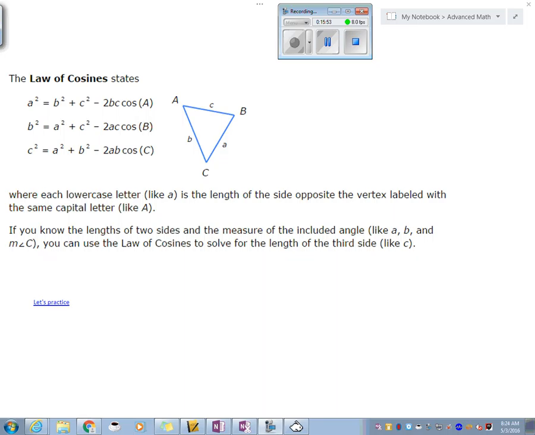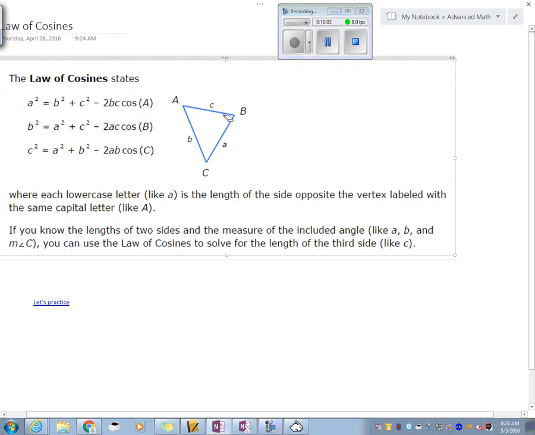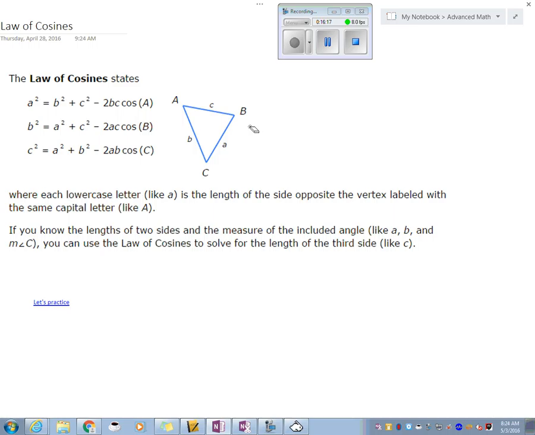And I'm going to tell you, it really doesn't matter, as long as little a is across from big A, little c is across from big C, and little b is across from big B. So you can label the triangles anything you want. The lowercase letter is the side across from the uppercase angle. And that's what you need to realize. So let's practice.